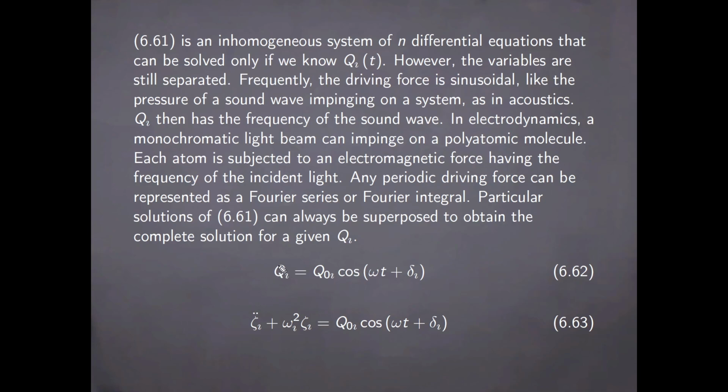So we can write it as a periodic function having an amplitude of index 0 and a phase delta I, and then the equations of motion have these expressions where we just replace the generalized force with its periodic nature given in terms of a cosine function, and the frequency of the driving force here being omega, as opposed to the omega index I being the natural frequency for that specific normal coordinate of the system.